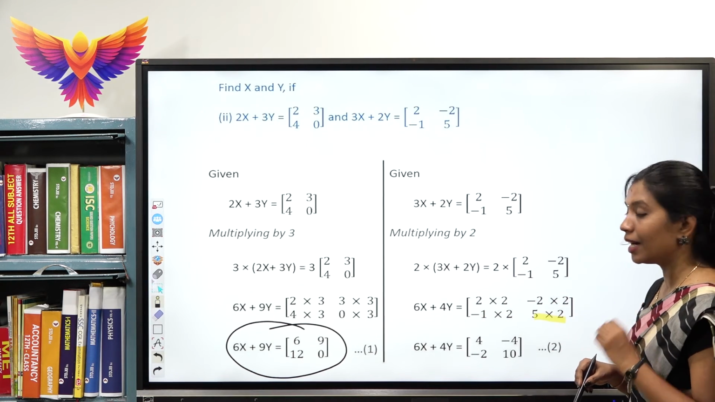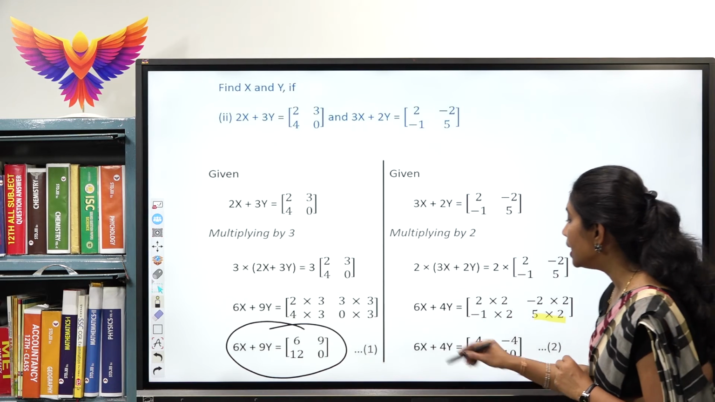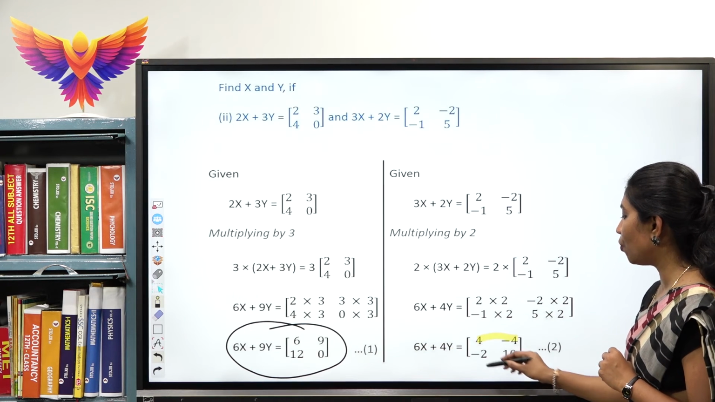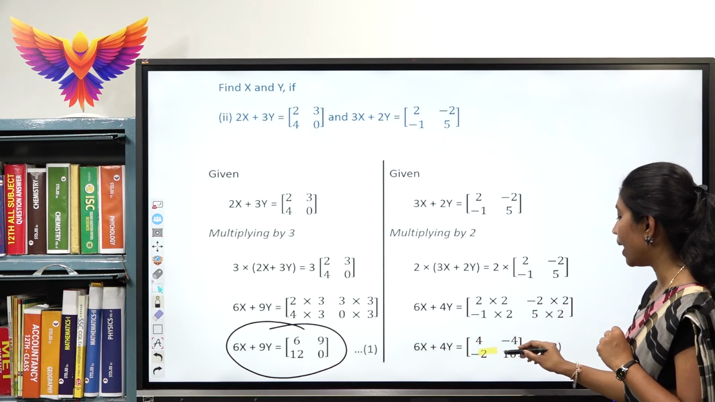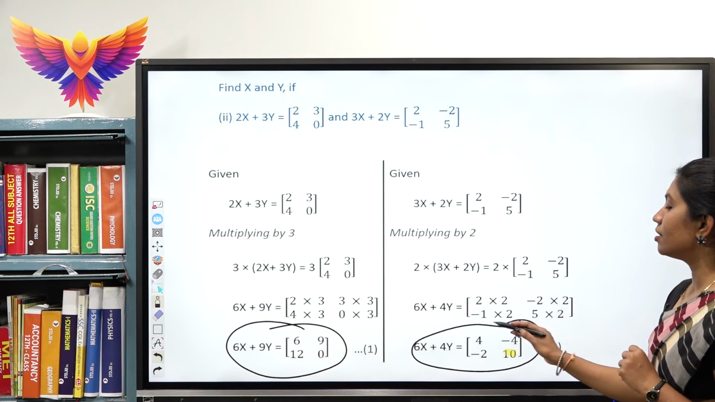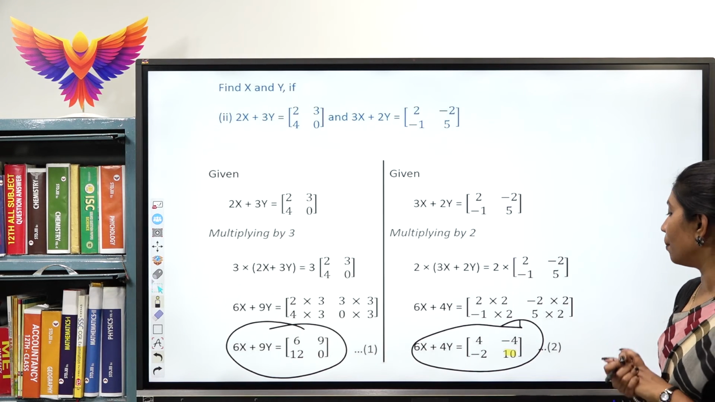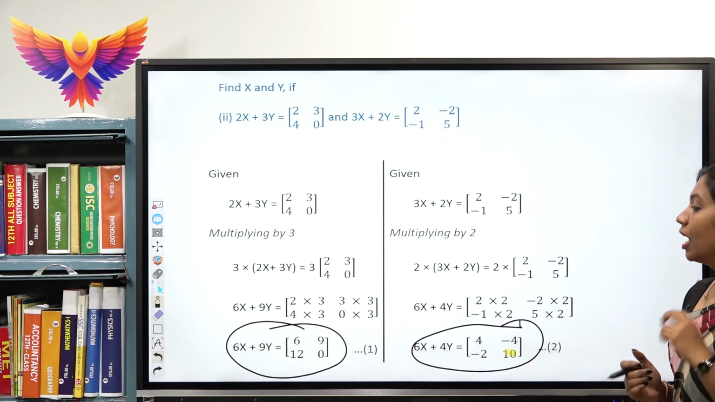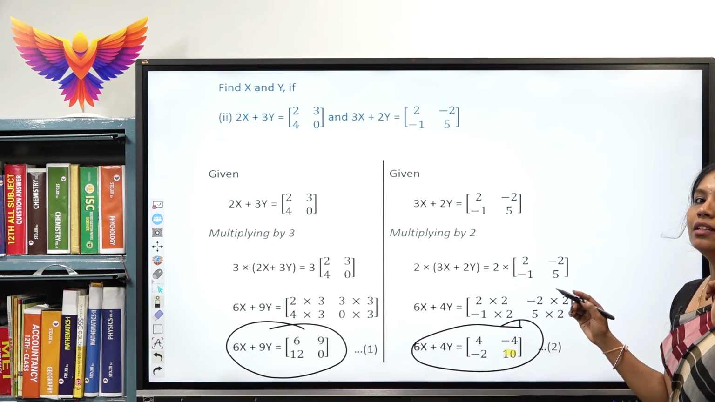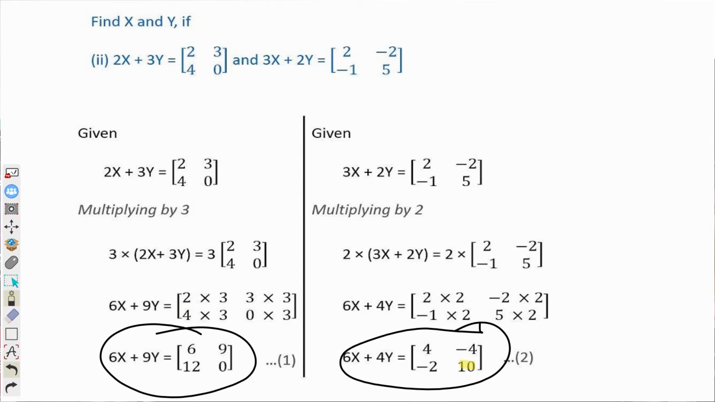So I will be getting the second equation here as 6x plus 4y is equal to 4, minus 4, minus 2 and 10. So I have got the second equation here, which is 6x plus 4y, which is 4, minus 4, minus 2 and 10. Now we need to solve these two equations and get the unknown value. Either it can be x or it can be y.